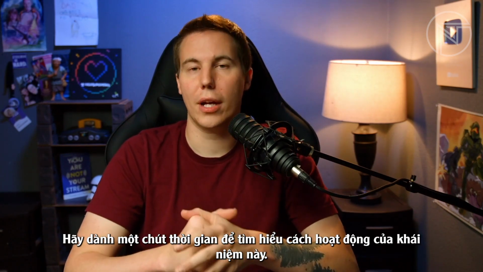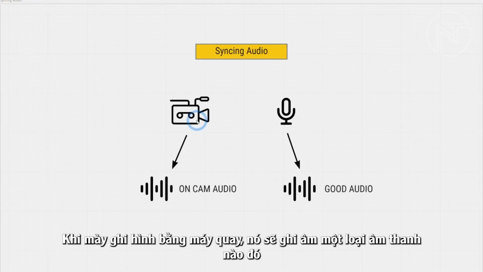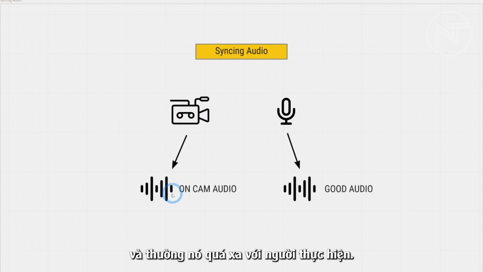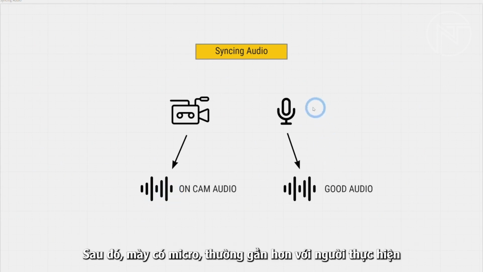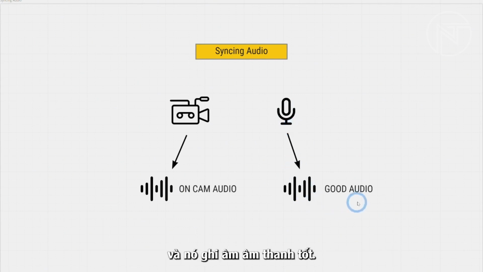Let's take a second and check out how this concept works. So when you record with a camera, it records some kind of audio, and it's usually too far away from the talent. It's usually a bad quality mic. You can sort of hear what's going on, but that's about it. Then you have your microphone, which is usually closer to your talent, and that records some good audio.